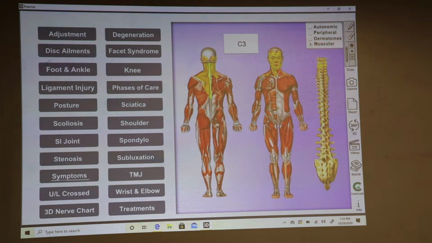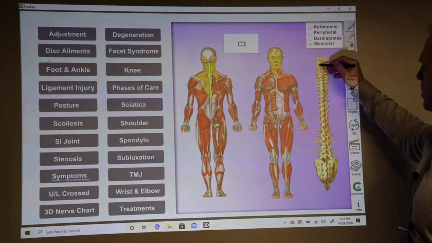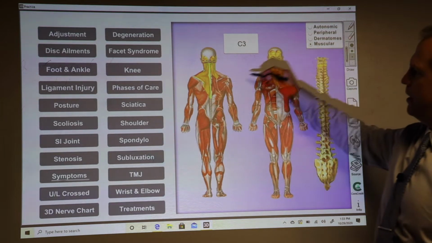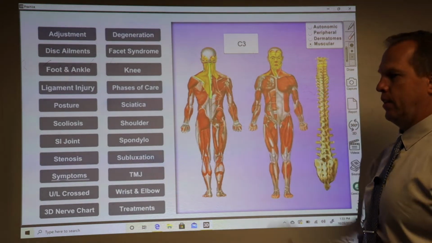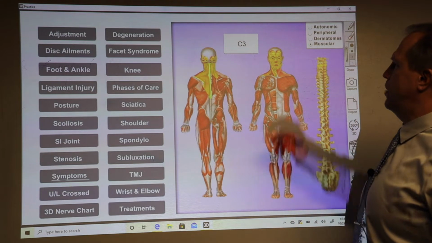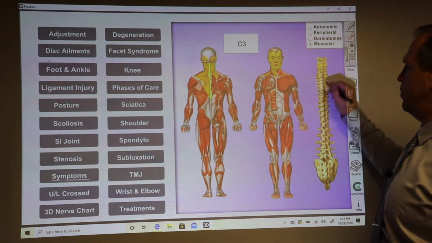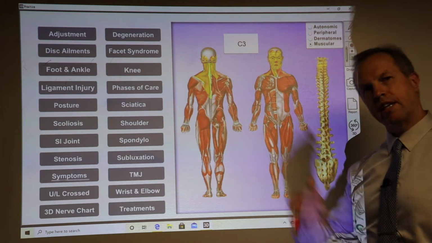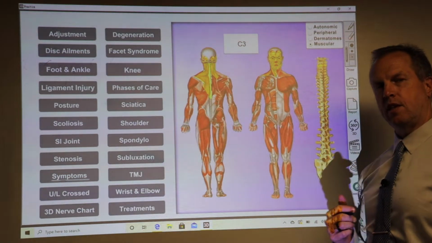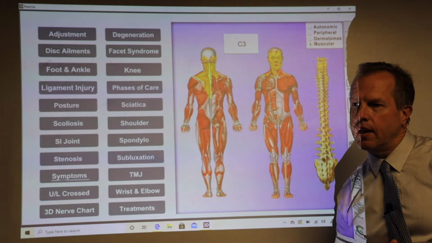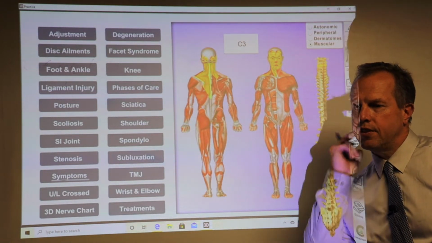So right now we're looking at the C3 vertebra. This is in the middle of the neck, and this works with retraction and head flexion. When you have issues with this vertebra, it can affect all of that. So if you're standing there and you're all like this, can that have an effect if your C3 is off?